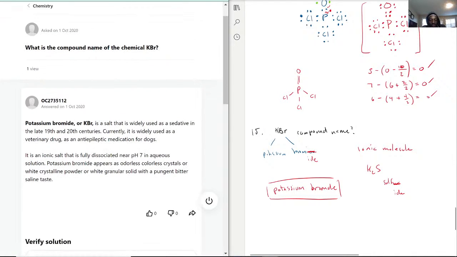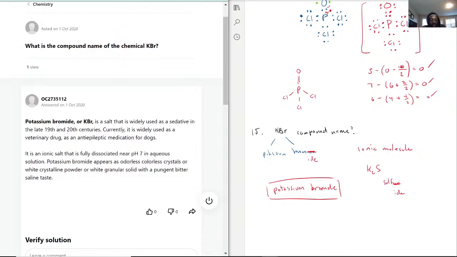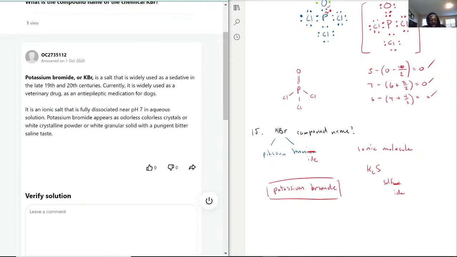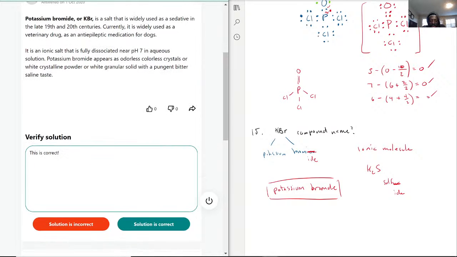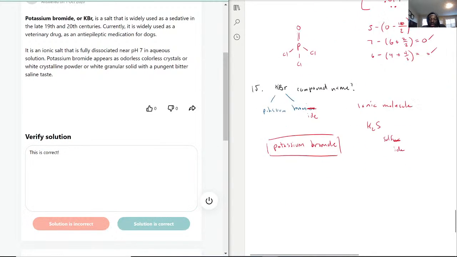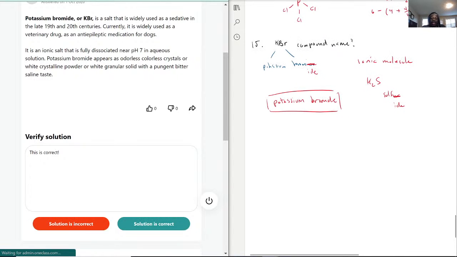And exactly, potassium bromide, or KBr, is a compound name of that chemical, and because it's an ionic compound, that's why we name it like that. And they also included some fun facts here, that it's been used as a veterinary drug, surprisingly. So this is correct. That is how you would name it. And let's move on to question 16.